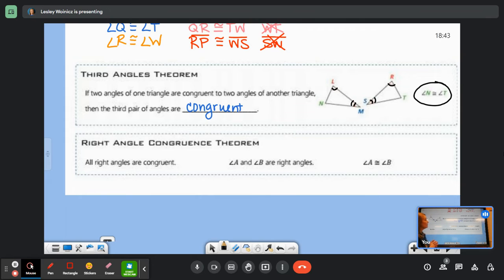Okay, now we have our right angle congruence theorem. This is kind of like a well-duh theorem. We can put this in the well-duh category. All right triangles are congruent. Well, duh. If A and B are right angles, then they are congruent. Awesome. Let's keep it moving.